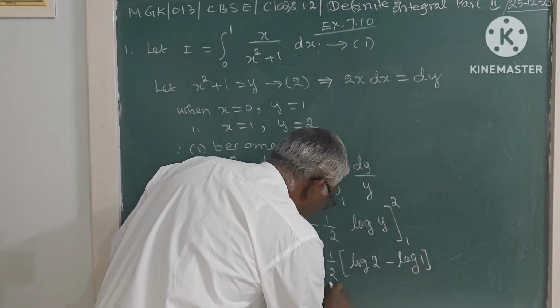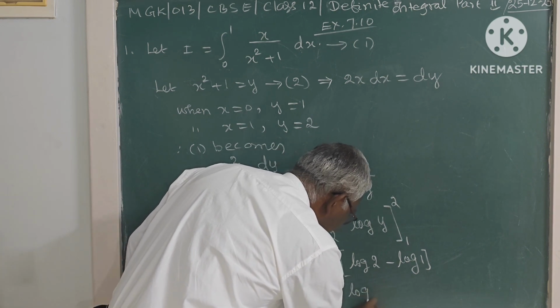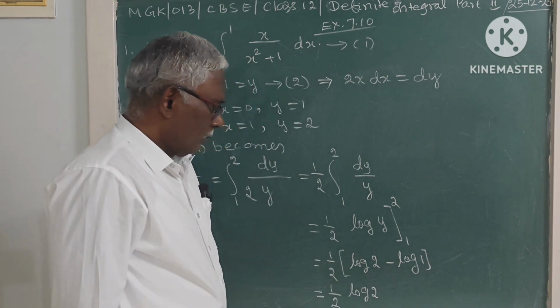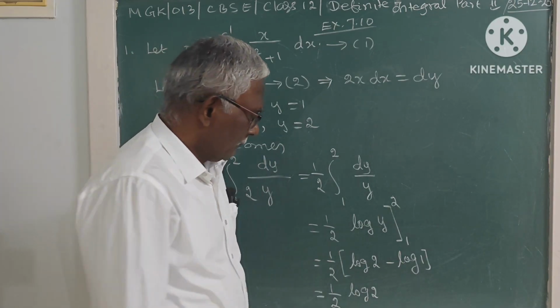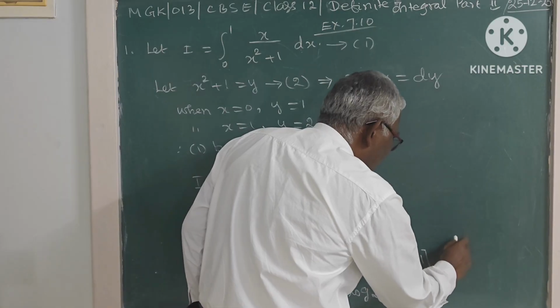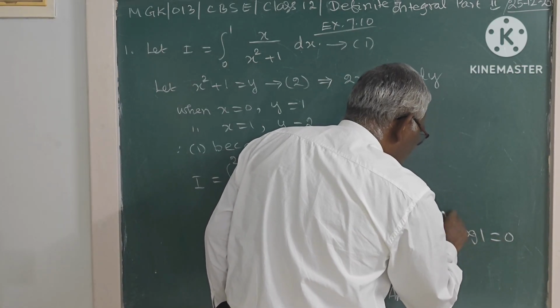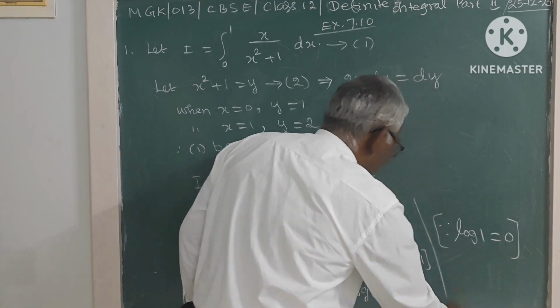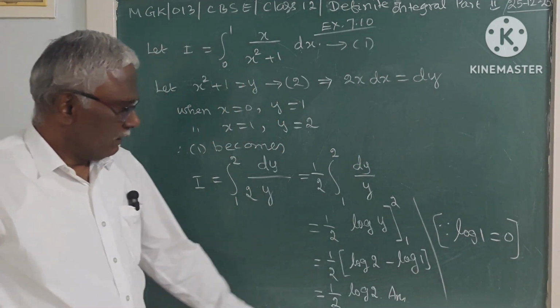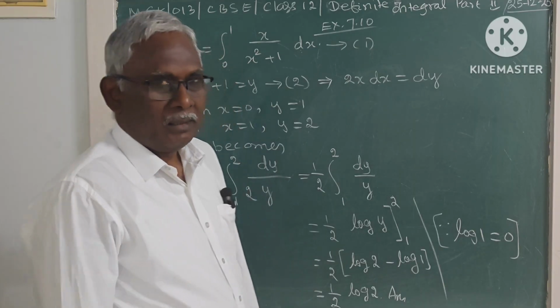So this is equal to half times log 2. This is the answer, because log 1 is equal to 0. The value of log 1 is 0. So half log 2 is the answer.